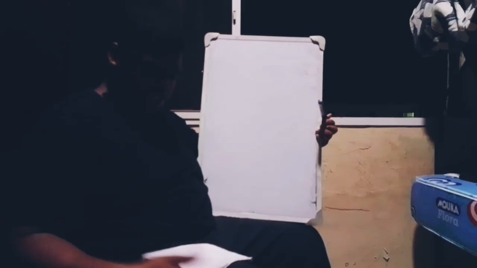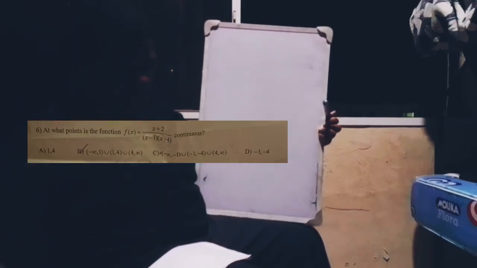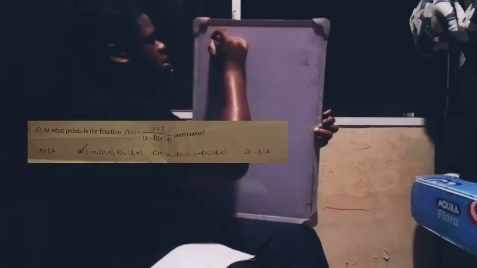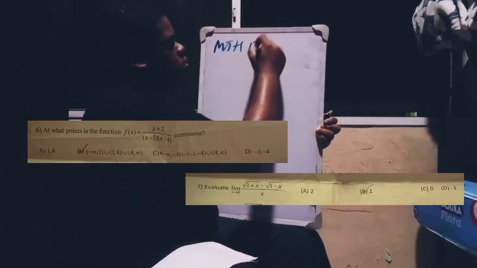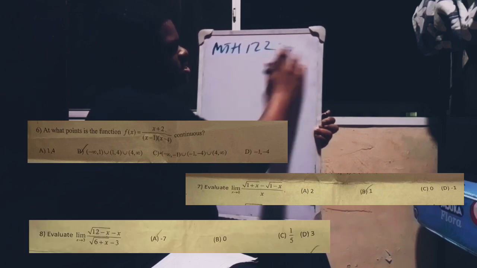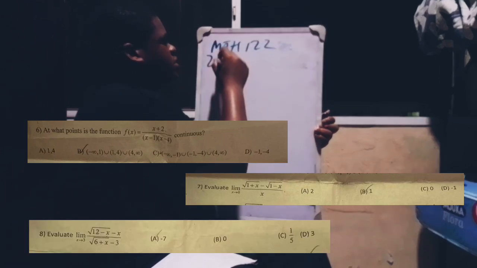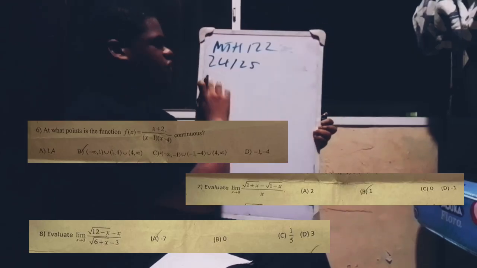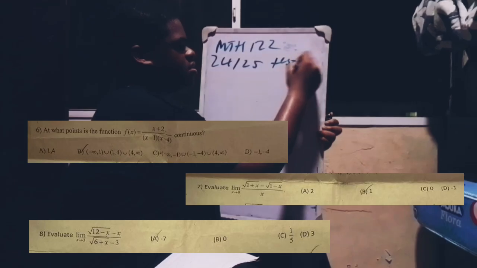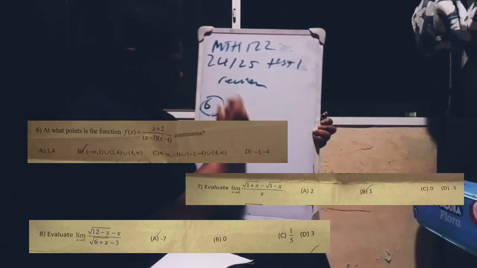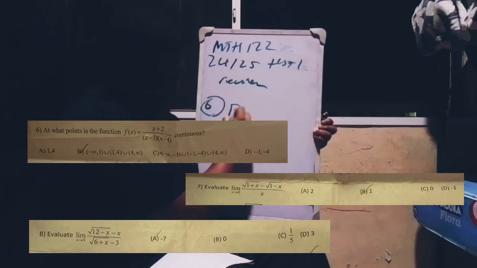Question 6, as I said in the first recording before it got corrupted, was solved in the past. That is in MTH 122, 2024 plus 2025 test 1 review. Question 6 was solved there and we got option B.